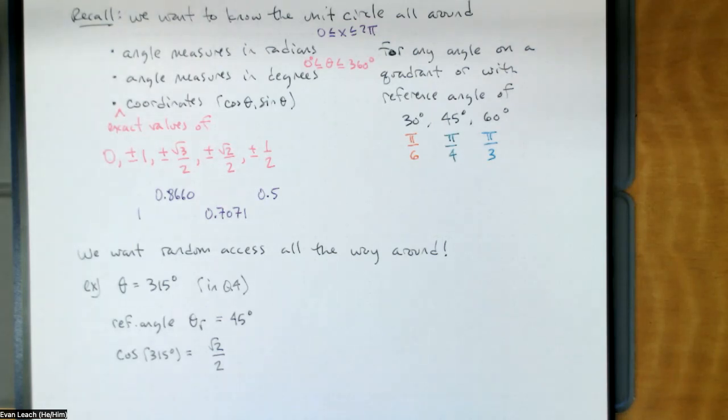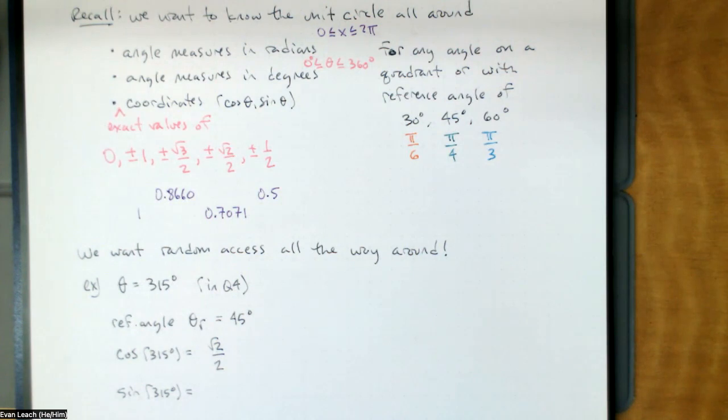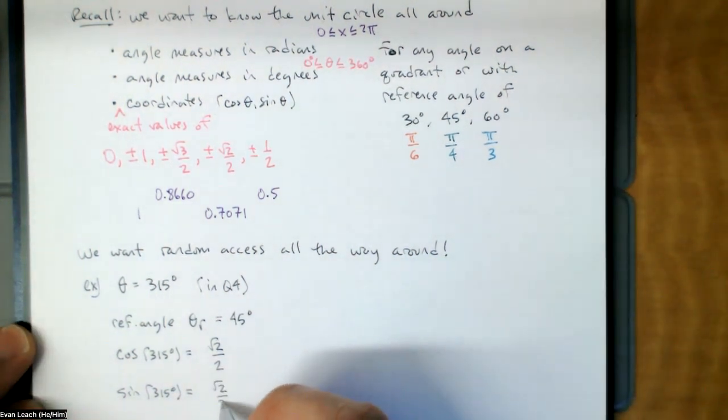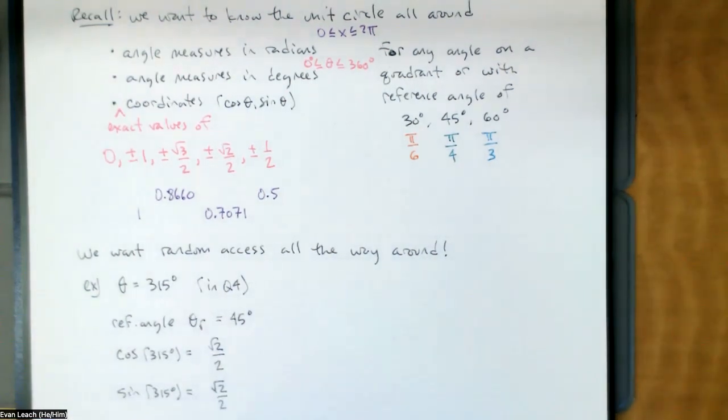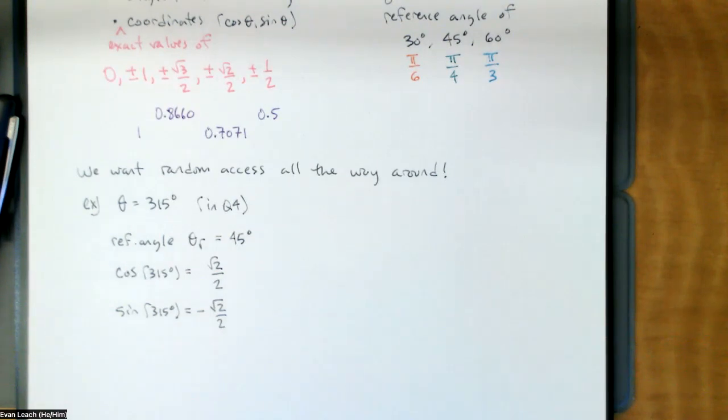What about the sine of 315? 45 is the weird one where the cosine and the sine are the same. That's where cosine and sine meet up at 45 degrees. So we're still going to have a root 2 over 2. But what sign are we going to use? Negative. In the fourth quadrant, y is negative. So the absolute value we're getting from the reference angle and the trig function, the sign we're getting from the quadrant and the trig function.